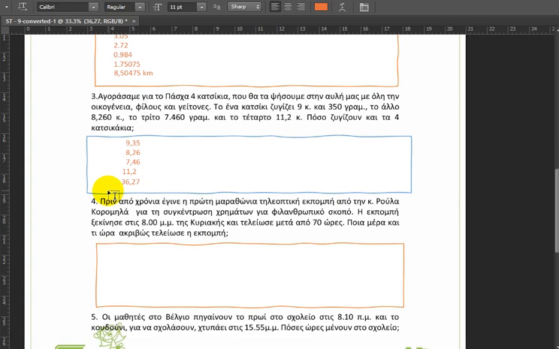There you go. You can check that if you want to, make sure it's correct. 36.27 kilograms is the correct answer.